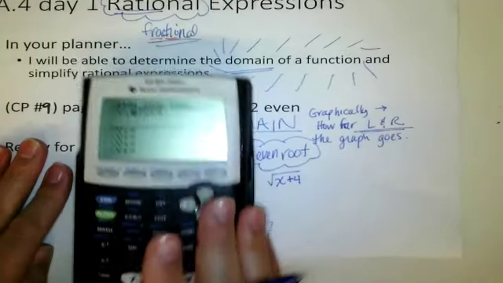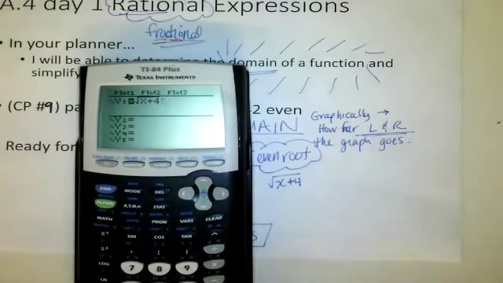So I'm going to type in the square root of x plus 4. Now, even roots, and this is specific to even roots. Odd roots, like a cube root or a fifth root, work all the time, but even roots are very special in that they don't work all the time. I cannot plug in every value for x.